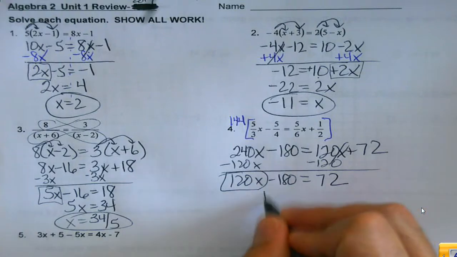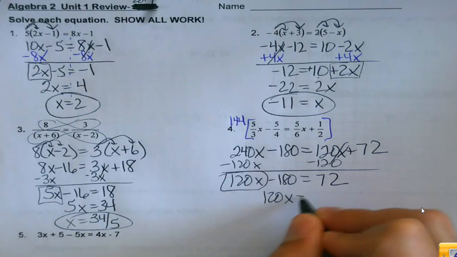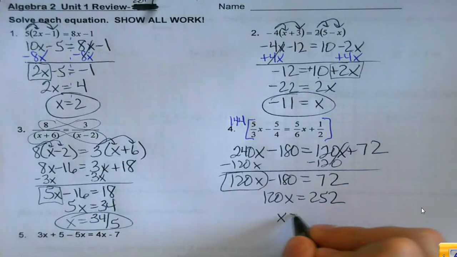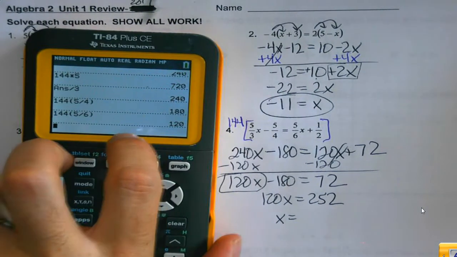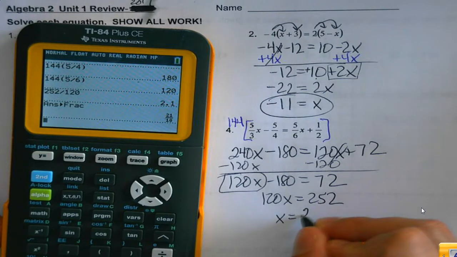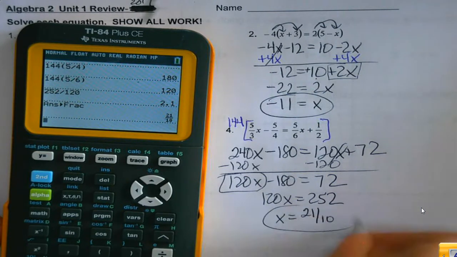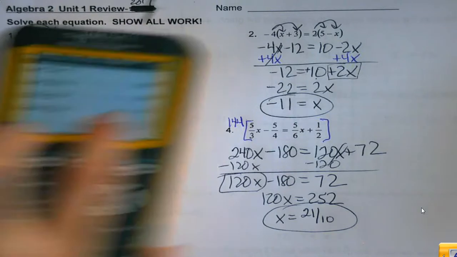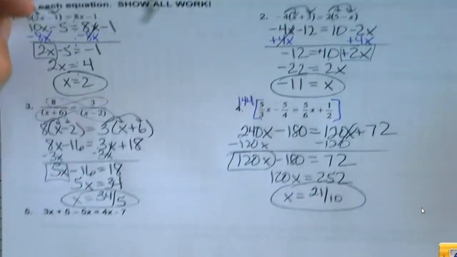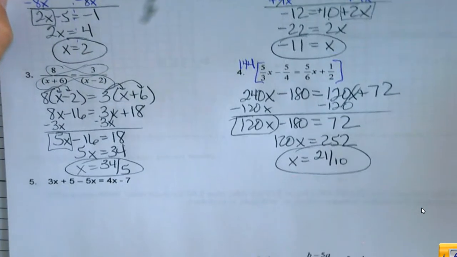Add my 180 over. And divide by 120, and again, break this out. 2.1, math, enter, enter. We prefer 21 over 10. I will not scream at 2.1. Okay? But again, show your steps so you're getting the points even if something doesn't quite go right.